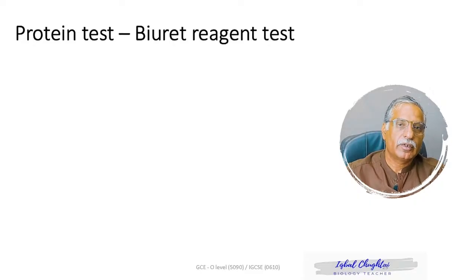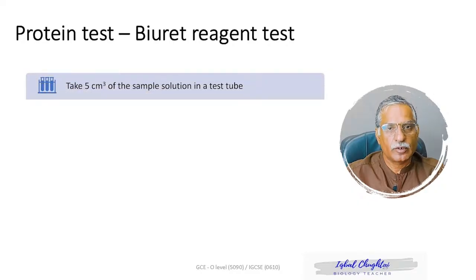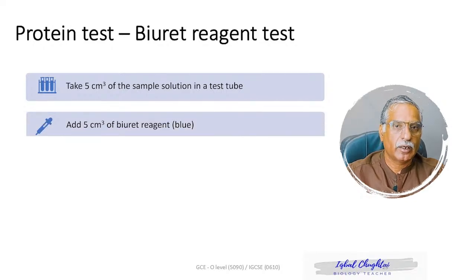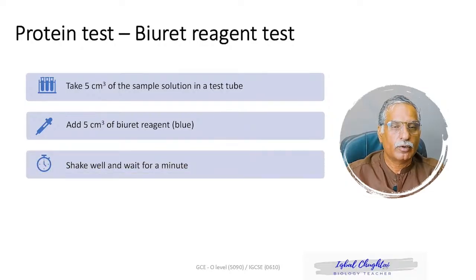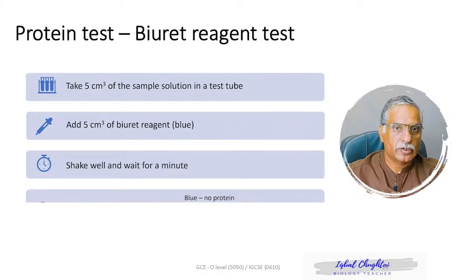In this biuret reagent test, what we do, we take a test tube, we add 5 cm cube of the sample solution in that test tube, and then we add 5 cm cube of the biuret reagent. It is also known as biuret solution. This biuret reagent has blue color, and all the test tube contents will turn blue. We will shake the test tube contents and rest it for a minute. And after a minute, we see the color change in the test tube contents.